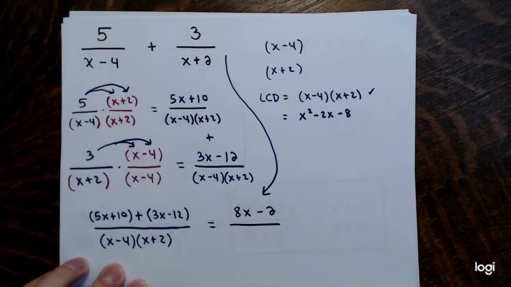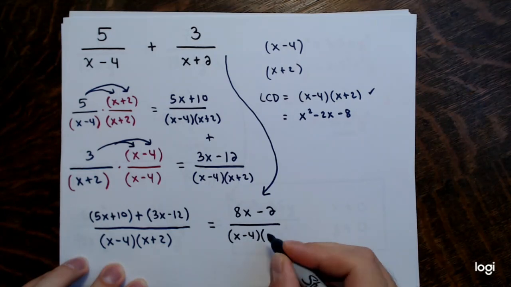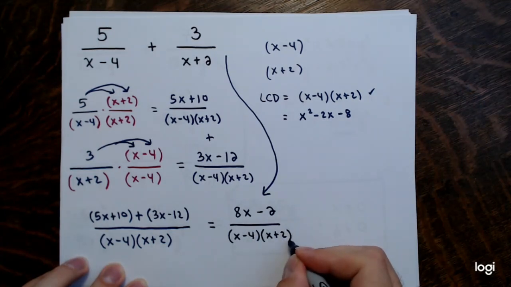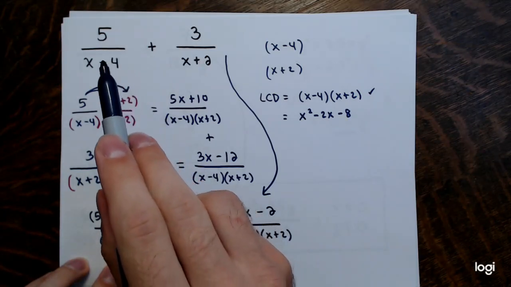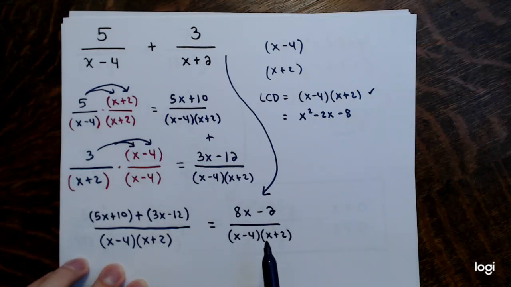Alright, so there's the numerator. Then the denominator, again I'm going to keep it factored because I want to see if the numerator and denominator have any common factors. Alright, so again, this is great. This fraction is the sum of these two fractions, right? But again, is it simplified?